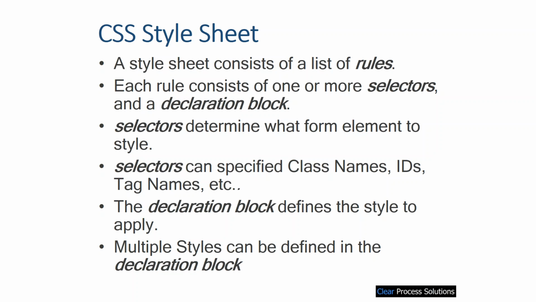And then the declaration block part of the style sheet defines how you want it to look and what kind of transformation or what kind of styles you want to apply to those fields that were found via the selectors. And then you can obviously have multiple styles within the same declaration block. So you can set the font, the color, the size, all that stuff within one single declaration block. So it's just one declaration for that one element.